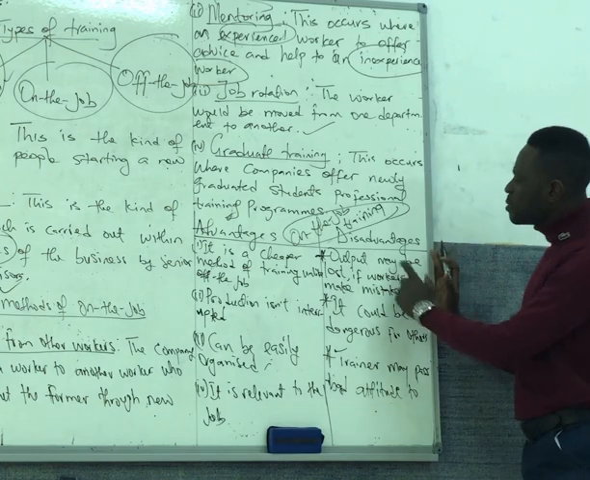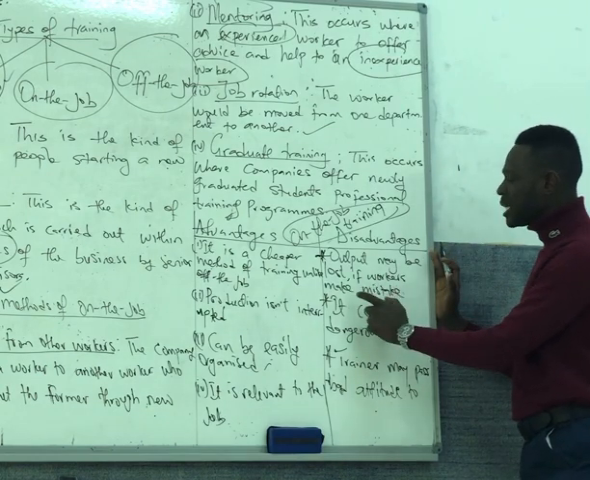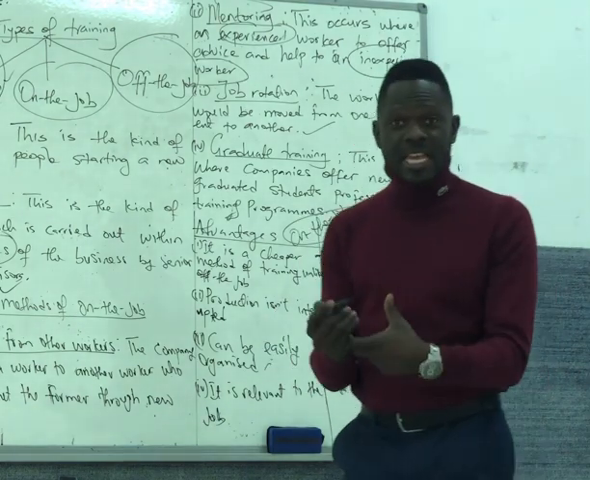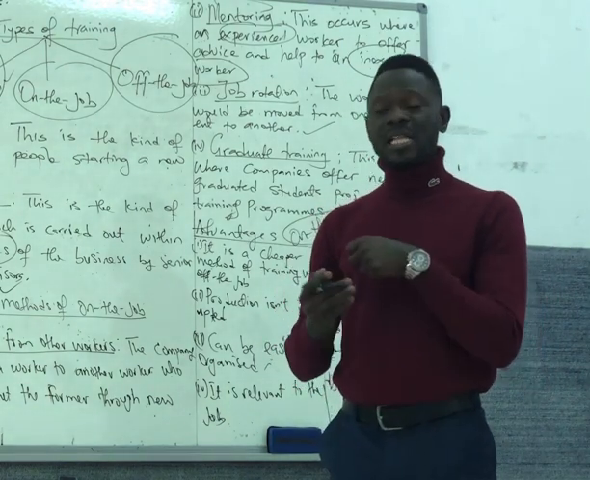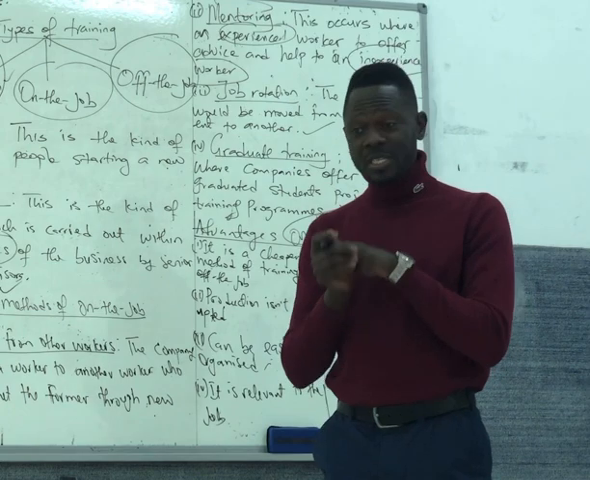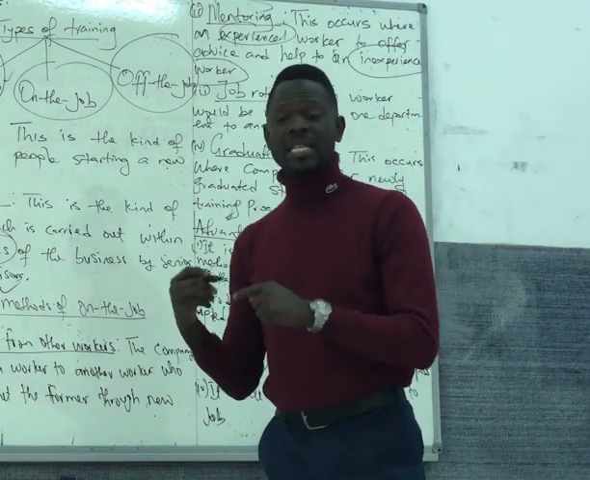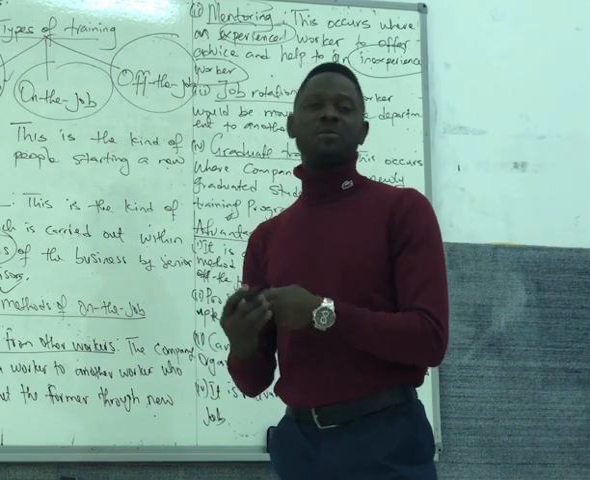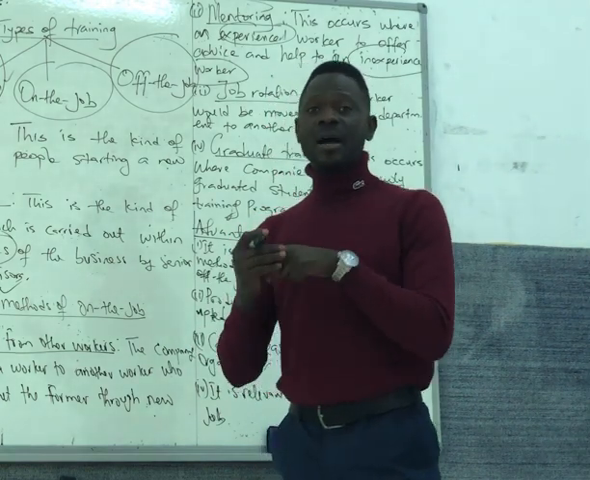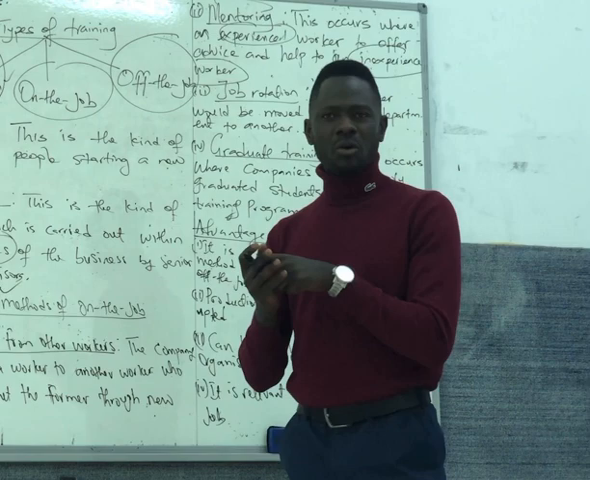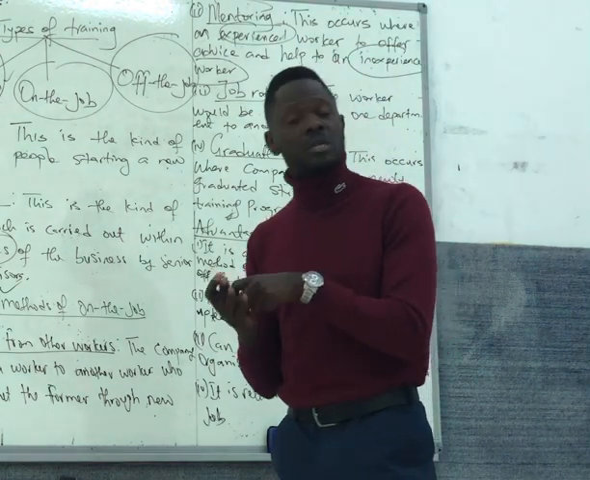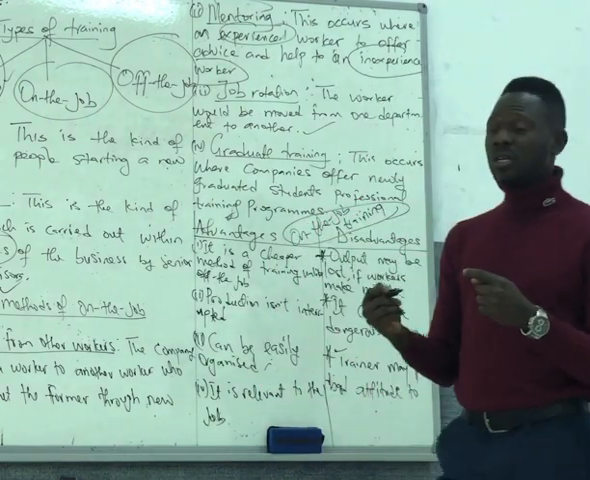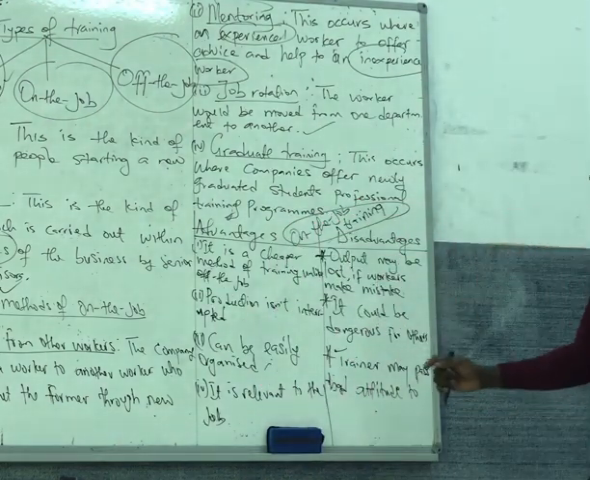Number one, output may be lost if workers make mistakes. In the course of being trained, the trainee might make a mistake. And if the trainee makes a mistake, then it means they have to start over. They have to rework what has been produced because they cannot give a product that does not meet the expectation of the customer. So it means they have to start again over and over. So that is output loss.